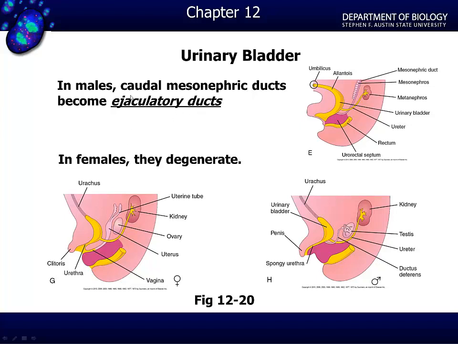In females, this caudal portion of the mesonephric duct is going to degenerate. Now, that is a common theme that we're going to see. The mesonephric duct will persist in males and degenerate in females. We have a second duct that we're going to talk about when we get to the genital tract. That's just the opposite. It will degenerate in males and persist in females to provide for their genital tracts.